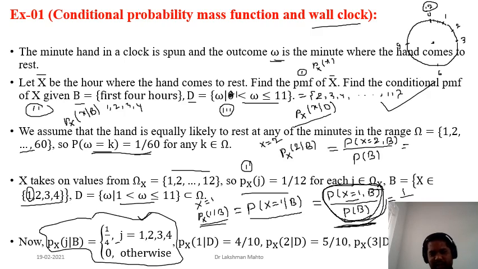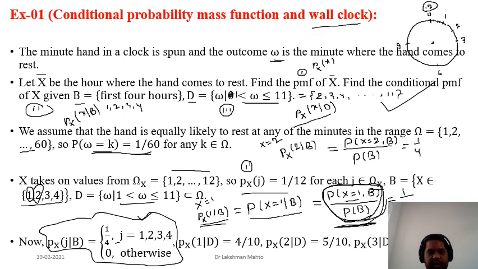Sriram, Shiva, Ganesh, I am asking you. What is the answer for x equal to 2? It is very simple. Just look into B. How many times do you observe x equal to 2 in B? There is only one. So the answer would be 1 by 4. Similarly, if you take x equal to 3, the answer would be 1 by 4. If you take x equal to 4, the answer would be 1 by 4.